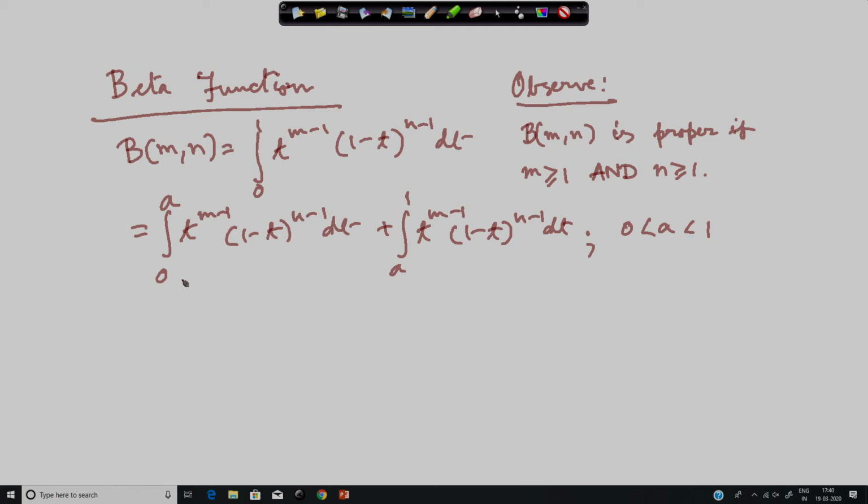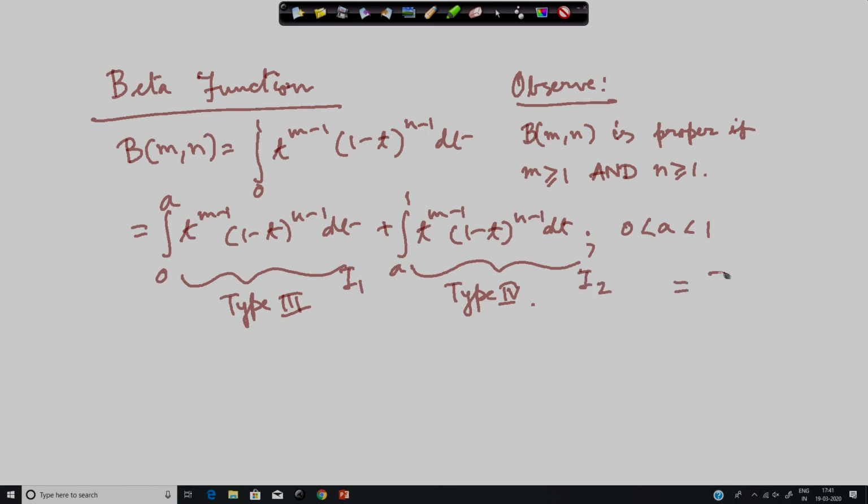You can see this is improper at 0, so it is a type 3 integral. For the second case, the improperness is as the function becomes unbounded at the upper limit, so it is of type 4. Let us call them I1 and I2. So the beta function can be expressed as a sum of the two integrals I1 and I2.